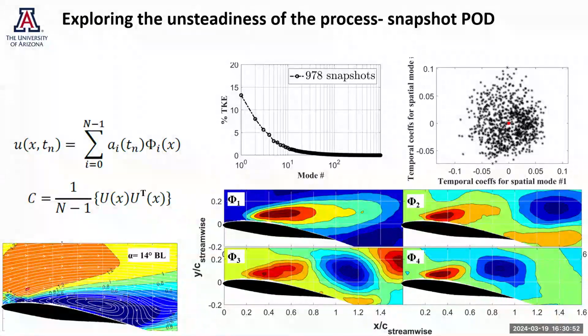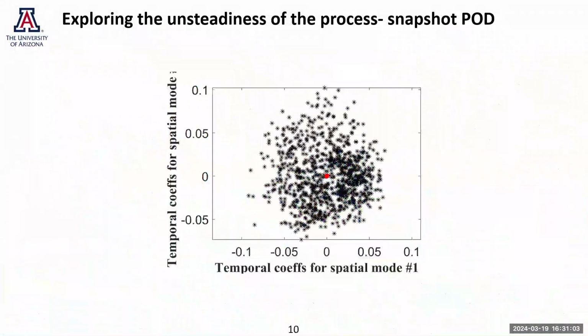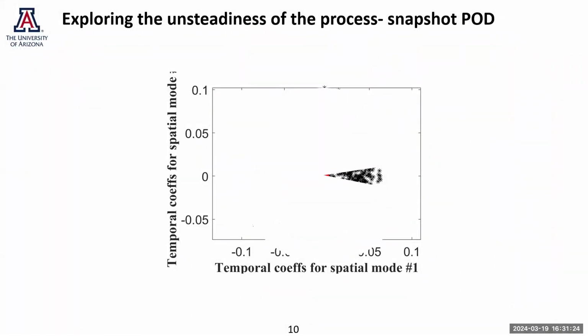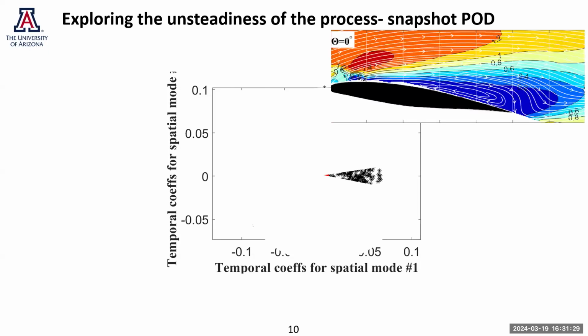For the temporal aspect, we can look at this plot, which shows the temporal coefficient for spatial mode 1 versus the temporal coefficient for spatial mode 2. What's the significance of this plot? Each data point here identifies one snapshot of the experiment. The red dot is the mean on both axes, which is pretty close to 0, 0. If we take a small sliver of this data and average the data points there, we can get phase averaged results.